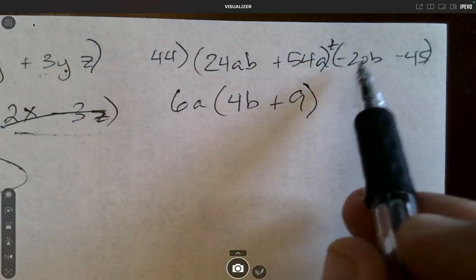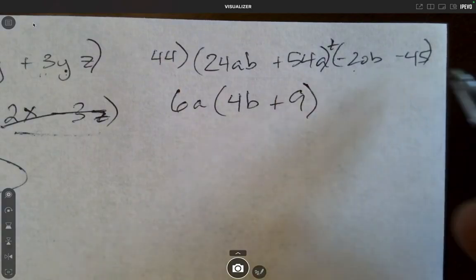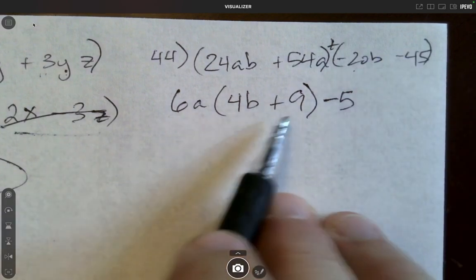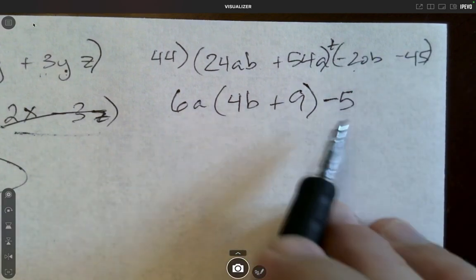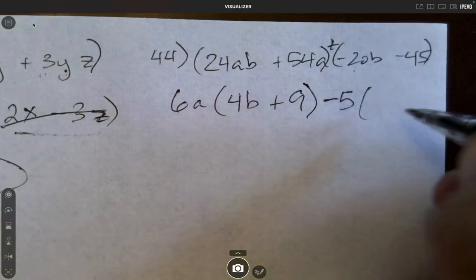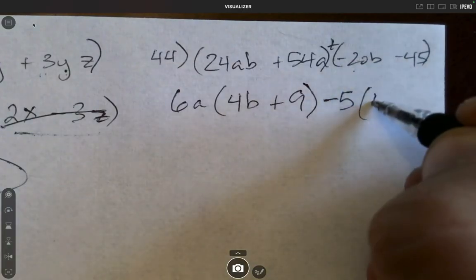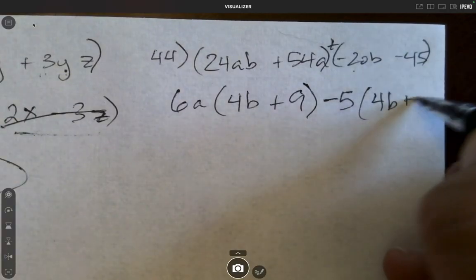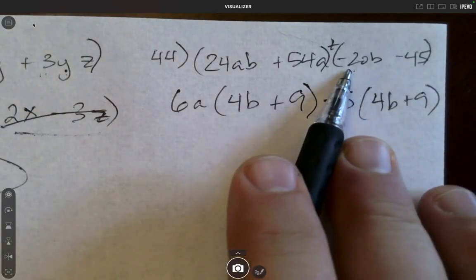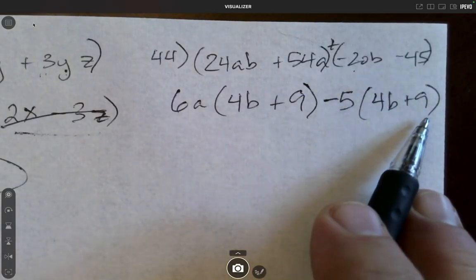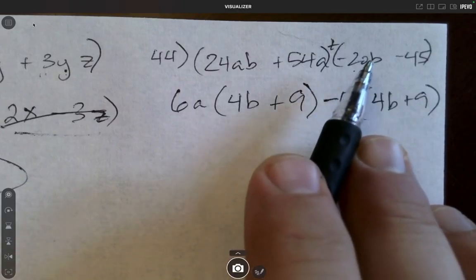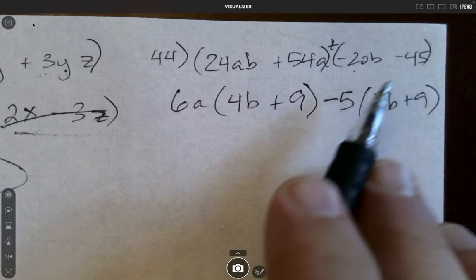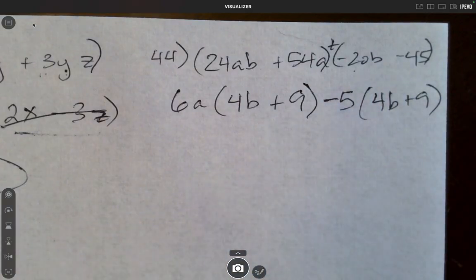Now on this one, we still want to look for the big number they both have in common, which is 5, but we're going to pull out a negative 5, because we don't want these two terms to be negative. We want them to be positive like these two are. So that's why we pull out a negative 5. So 20 divided by 5 is 4. Leave the b. 45 divided by 5 is 9. And again, these went from being negative terms to positive terms because we factored out a negative 5. So I really should have said negative 20 divided by negative 5, positive 4. Negative 45 divided by negative 5 is positive 9.